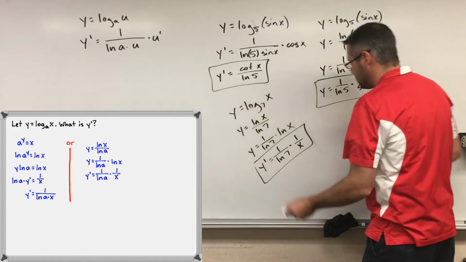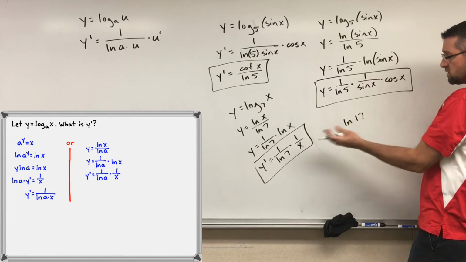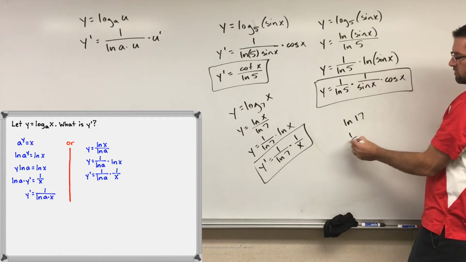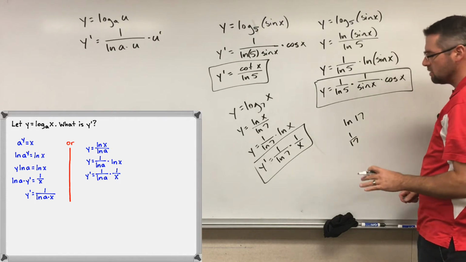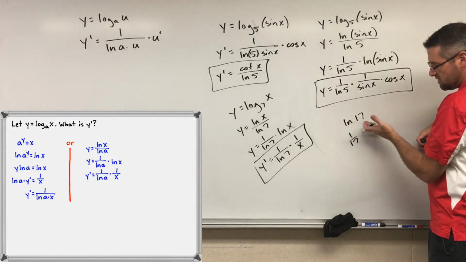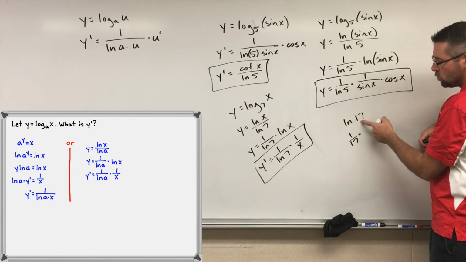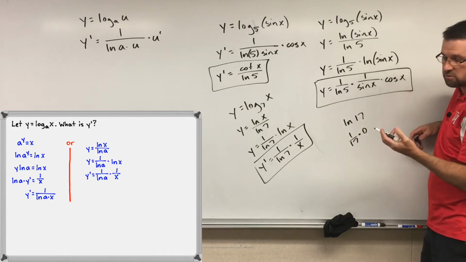I talked about this in the last video. If I say natural log of 17 and I say, what's the derivative? Students are going to tell me 1 over 17. No, it's not. If you want to think of that as natural log of something, it's 1 over 17, but then you have to apply the chain rule, so times the derivative of 17, which is 0. So the answer is 0 there.